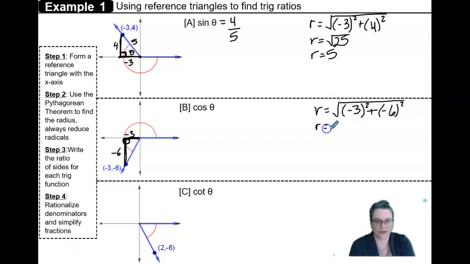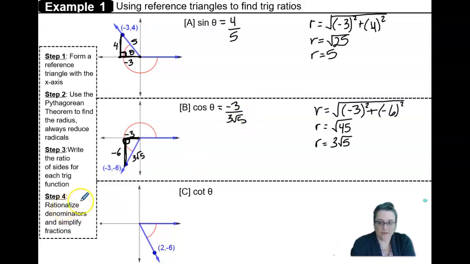And that's going to make the radius equal to the square root of 45. And we want to always reduce our radicals. 45 is 9 times 5, so the radius is equal to 3 square root of 5. And cosine is defined as adjacent over hypotenuse, and that's going to be x over r in this reference triangle. So our adjacent side x is -3. The radius we just found is 3 square root of 5.